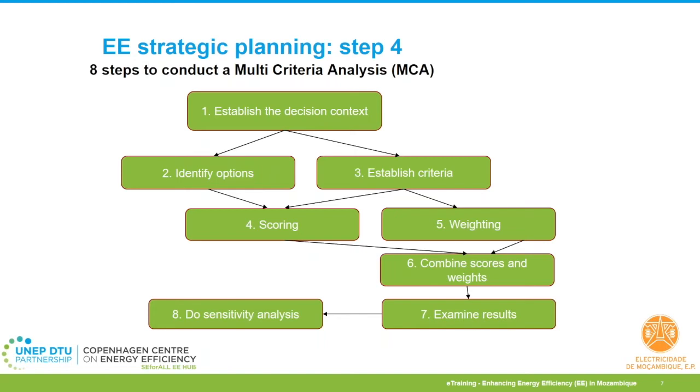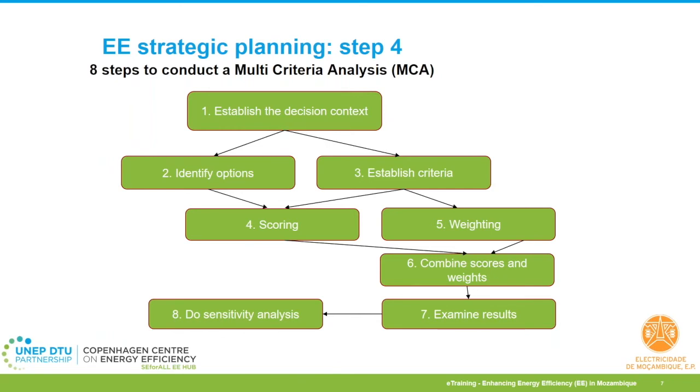Then the other one that we have suggested is the so-called multi-criteria analysis. It's a similar methodology to the cost-benefit analysis, but not exactly the same. Similar to the CBA, it has a number of steps. The MCA has, or we are suggesting, 8 steps to conduct. Similar to the cost-benefit analysis, you need to establish the decision context, the framework for the analysis.